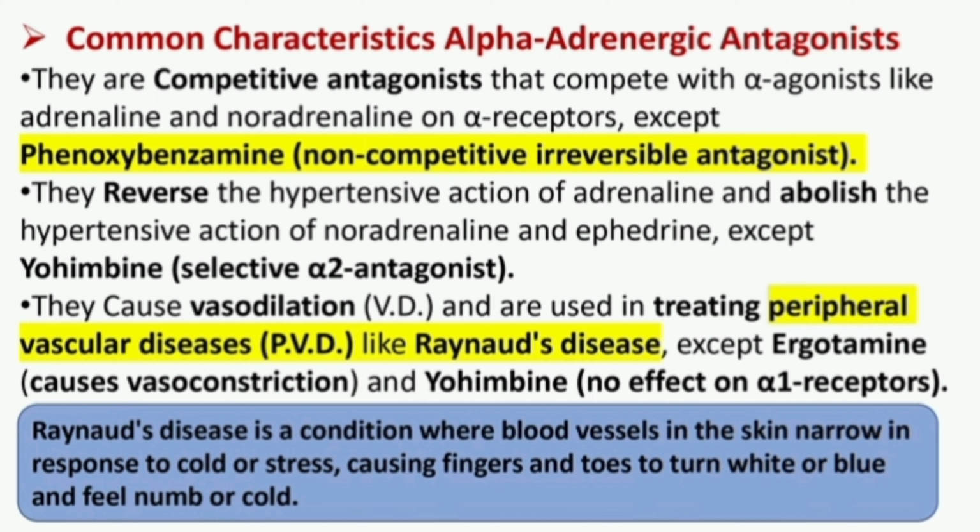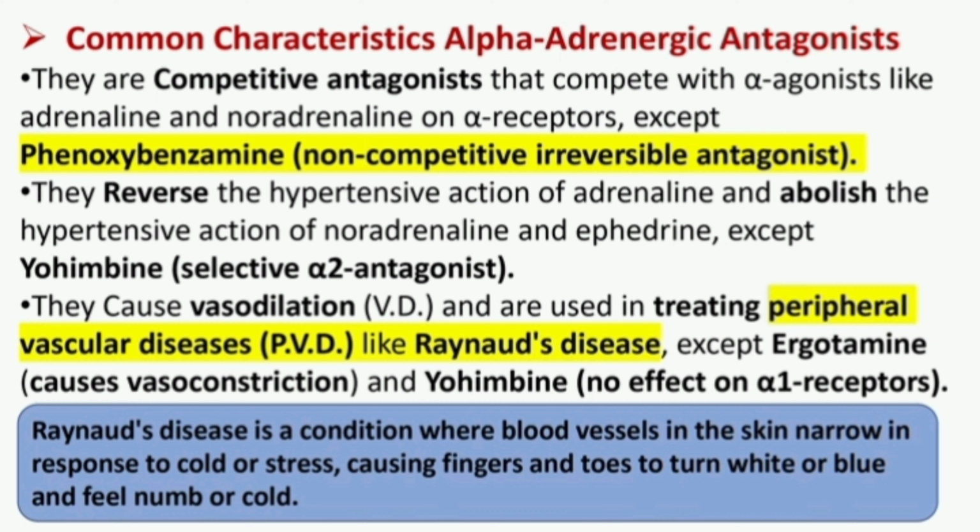The next point is, the alpha adrenergic antagonists reverse the hypertensive action of adrenaline and abolish the hypertensive action of noradrenaline and ephedrine. Mainly except the yohimbine. Yohimbine is a selective alpha antagonist.